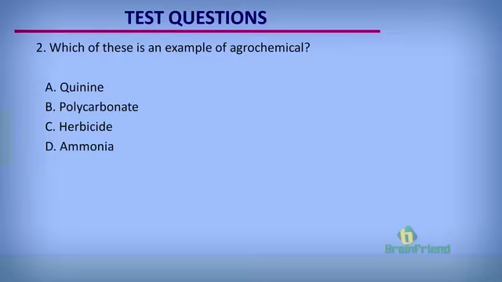The second question is, which of these is an example of agrochemical? A. Quinine, B. Polycarbonates, C. Herbicides, and D. Ammonia. The correct answer is option C. Herbicide. Herbicide is an example of agrochemical.